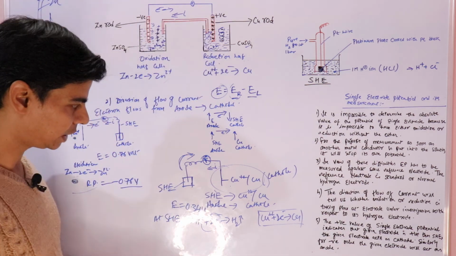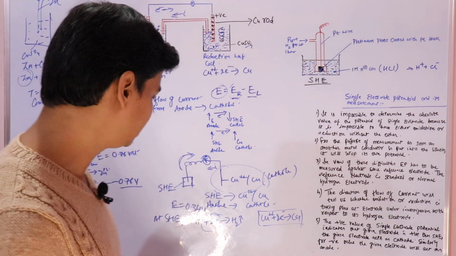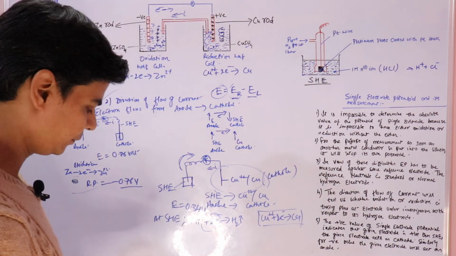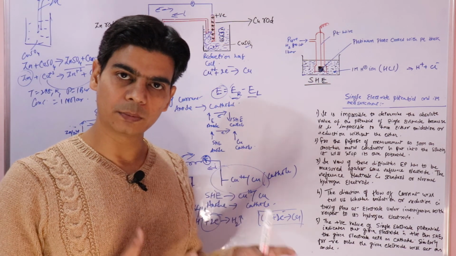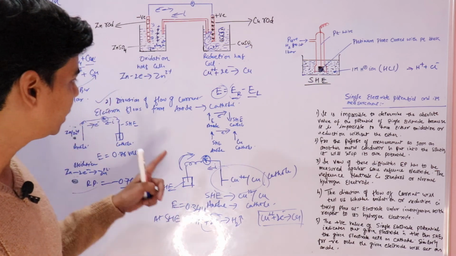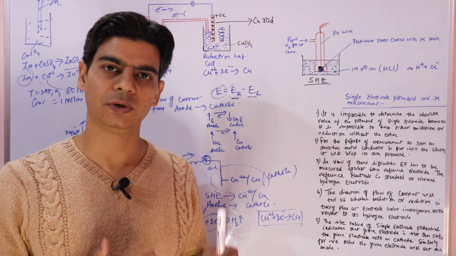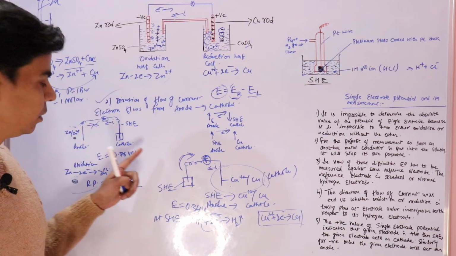And the second thing that we do, to know whether it is oxidation potential or reduction potential, is we check the direction of flow of current, right? From the direction of flow of current you get to know the direction of flow of electrons. Once you know the direction of flow of electrons, you will get to know which is anode and which is cathode, right?